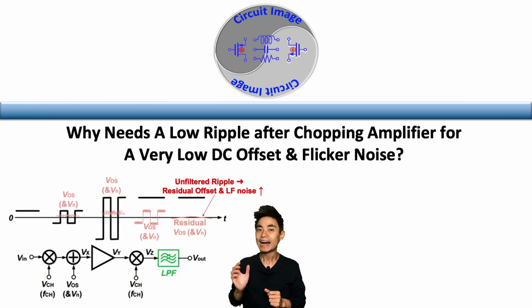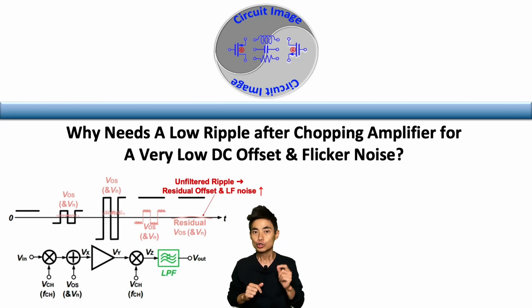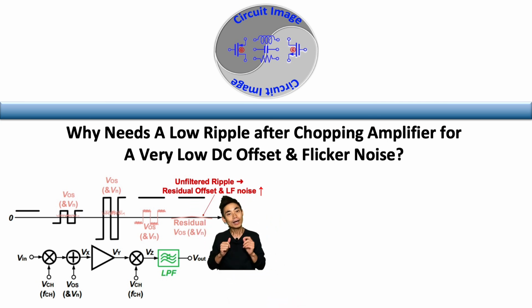As we discussed last time, ideally, you should see only the signal at the filter's output, and the filter totally removes the offset. But in a real design, you might still see the residual offset because of the unfiltered ripple. Therefore, if your design specifications are for very low DC offset and flicker noise, you must achieve a very low ripple after the chopping amplifier.